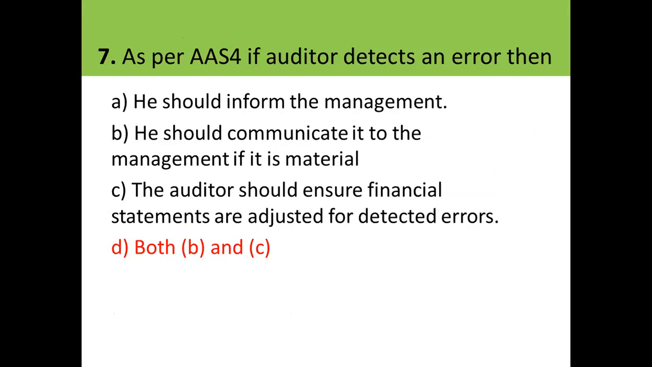Question number 7. As per AAS4, if auditor detects an error, then he should inform the management. No. He should communicate it to the management if it is material. Yes. If we find errors as an auditor, we have to communicate to the management if it is material. The auditor should ensure financial statements are adjusted for the detected error. This is also true. B and C are the correct answers for this question.